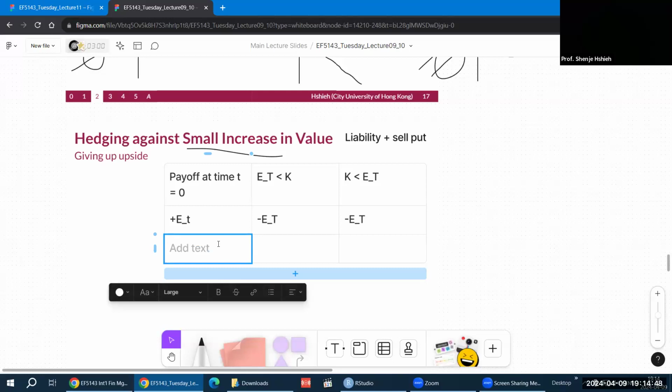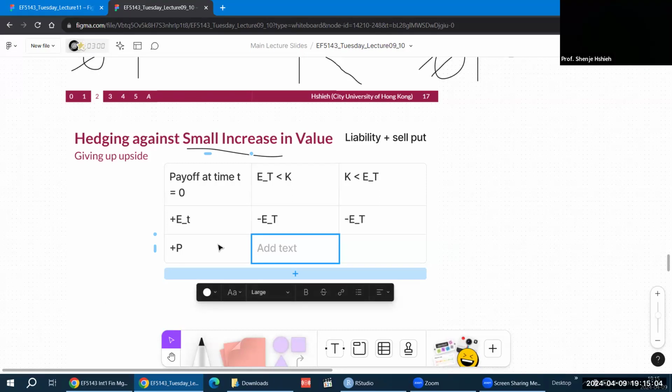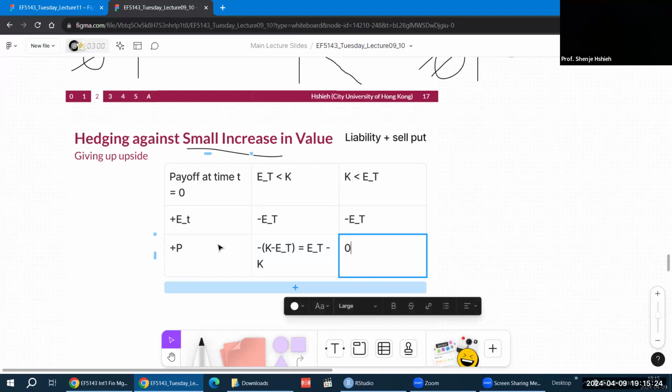If we were hedging against an increase in value, we would hope that E_T actually declines, but maybe we're wrong. We could sell a put, as I suggested earlier. A put option is only exercised if the payoff function gives us a positive number in the case where the underlying asset has dropped below K, the strike price. So here our payoff would be minus (K minus E_T), or in other words, E_T minus K, and 0 otherwise.